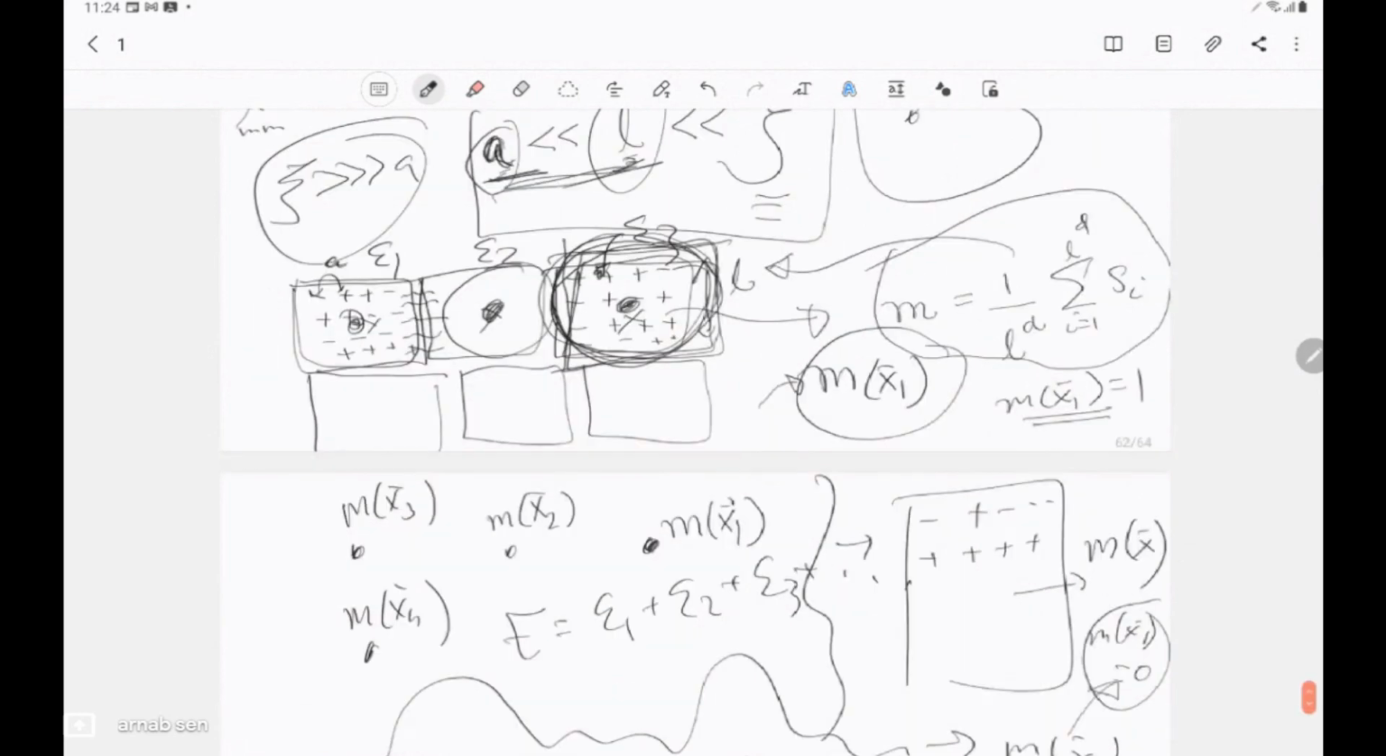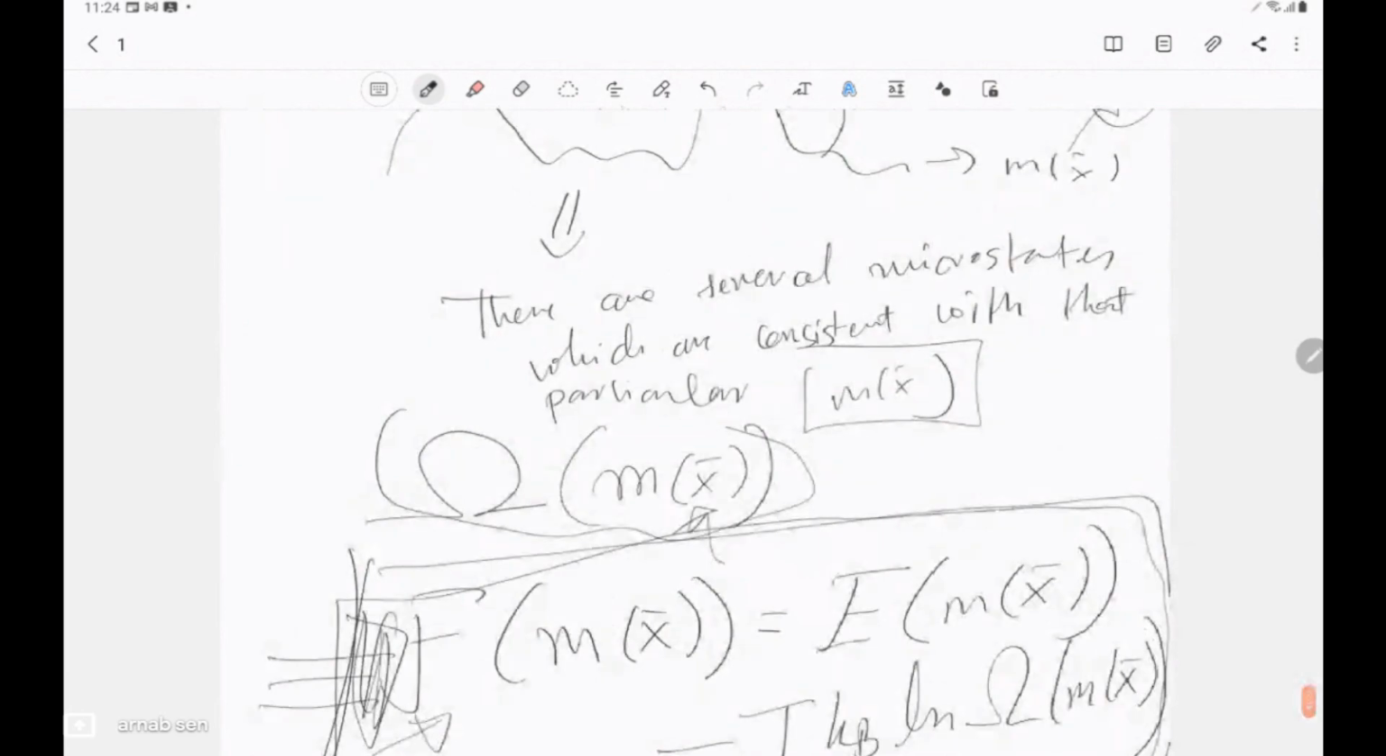Why? Because, as I said, given a field m of x, there are many microstates which are consistent with that. You see what I'm saying? Is that clear to you? You see what I'm trying to tell you, right?